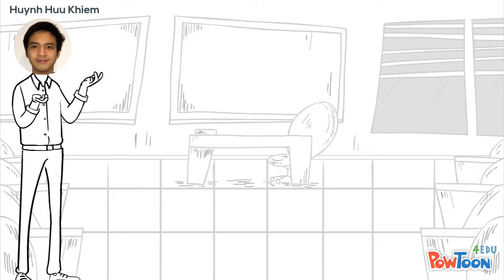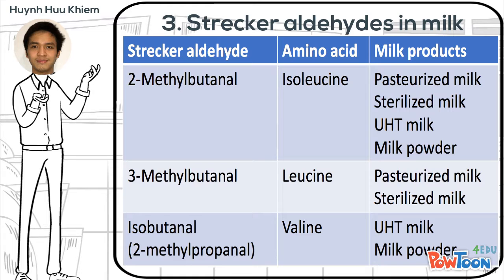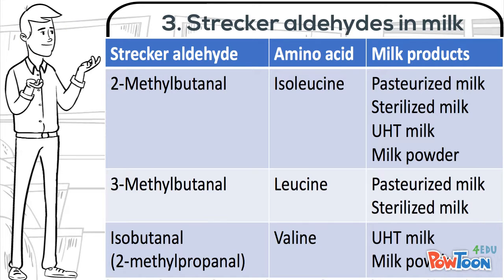Now I will briefly talk about the contribution of Strecker aldehydes to the flavors of processed milk. As you can see, this table shows some Strecker aldehydes detected in some types of milk. 2-methylbutanal, formed in Strecker degradation of isoleucine, was found in pasteurized, sterilized, ultra-high temperature treated milk and milk powder. Another aldehyde, 3-methylbutanal, which was generated from leucine, was detected in pasteurized and sterilized milk. And another one, isobutanal, which was generated from valine, was found in ultra-high temperature processed milk and milk powder.